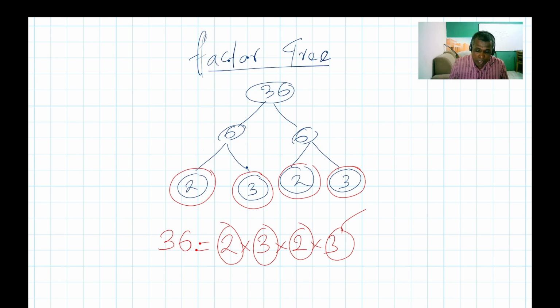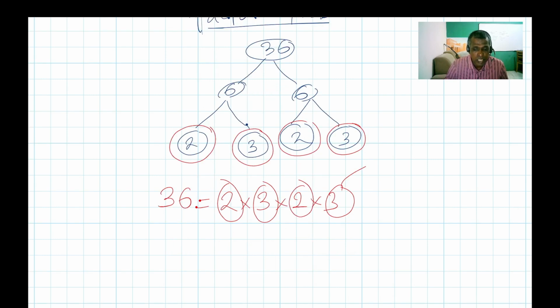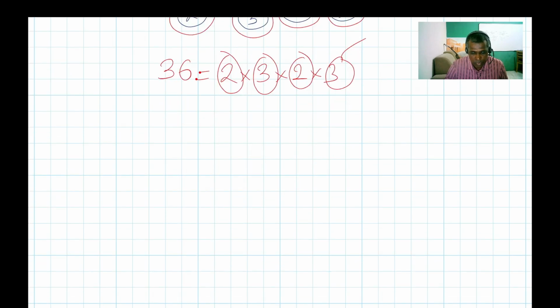Now let's see another number. I will scroll down and take one number. Let's see another number. I will take number 24. I am going to draw the factor tree for 24. 24 is the number. In which table can I find it?